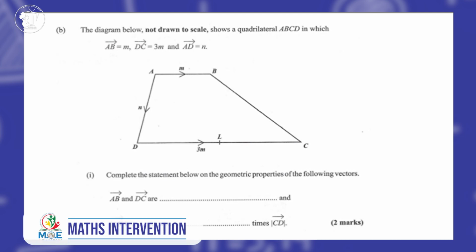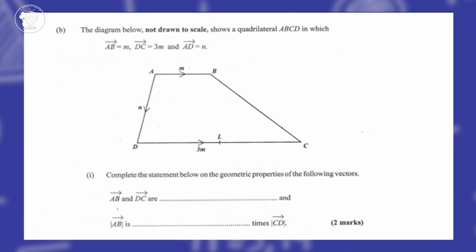In this video, we will be looking at a vectors question, so let's head straight into it. The question says, the diagram below, not drawn to scale, shows a quadrilateral ABCD in which the vector AB is equal to m, the vector DC is 3m, and the vector AD is n. So this here is the quadrilateral showing everything that was explained in this part of the question.